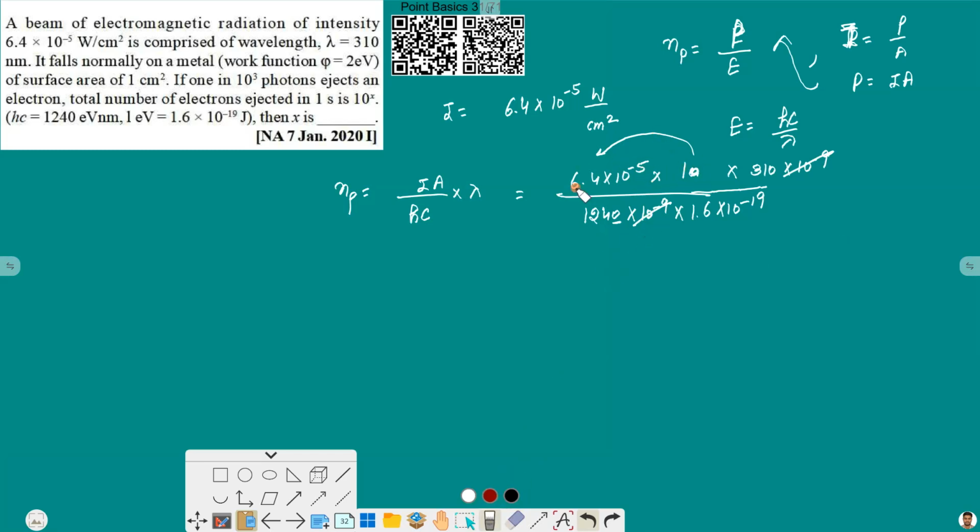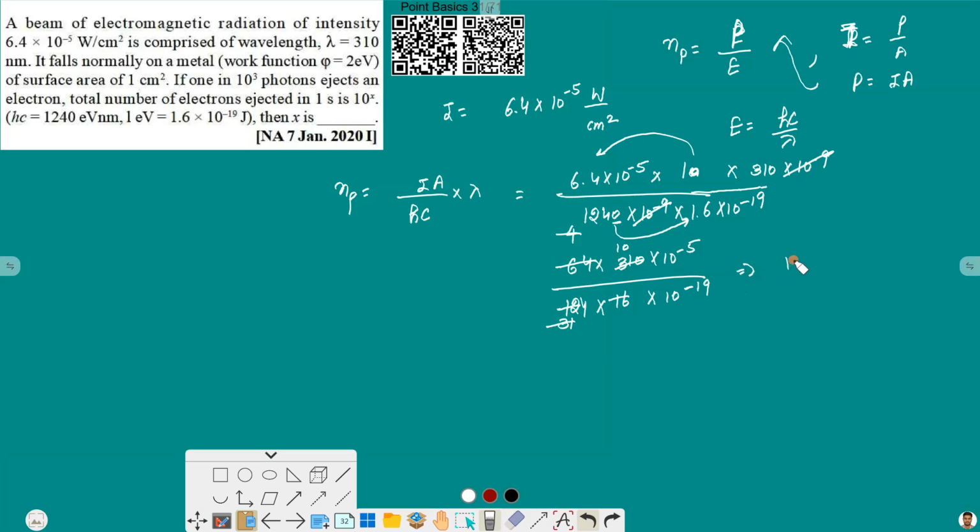So this 10 gets multiplied with 6.4, so it becomes 64. And I have 10^-5 here and 310. Now in the divide, I have 124 because its 0 is multiplied with 1.6. So 124 into 60 and into 10^-19 here. So this is the basic setup. So this will go on 4, this will go on 31 and this will go on 10.